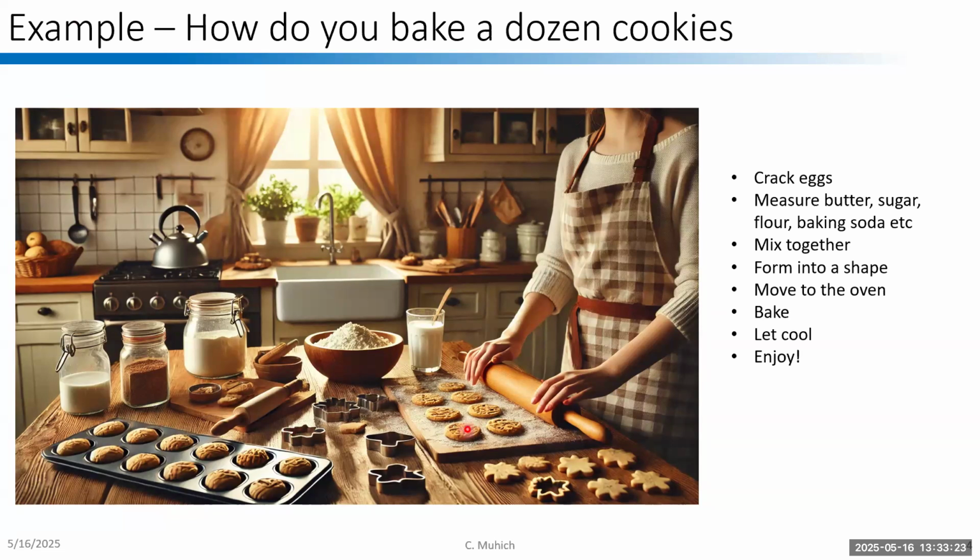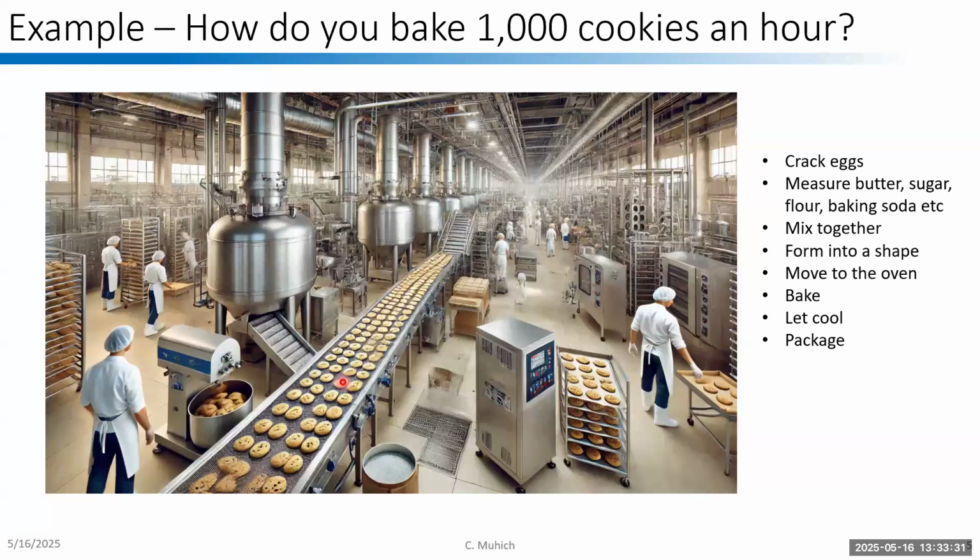But this is only a dozen cookies, right? In the real world, if you want to do something industrially, you need to make thousands of cookies an hour. You still need to do all of these same steps, such as cracking eggs, measuring out butter, sugar, baking flour, etc., mixing them, forming them into a shape, moving them into an oven, baking them and letting them cool.